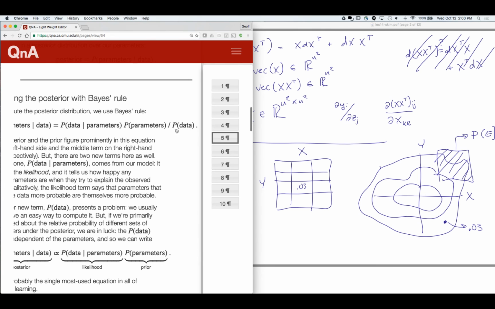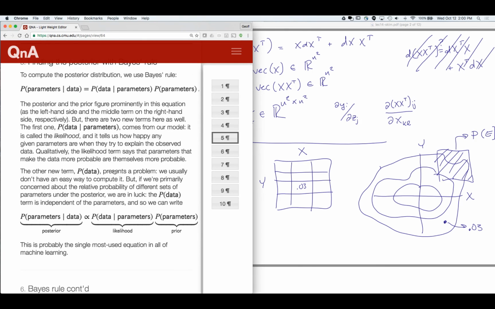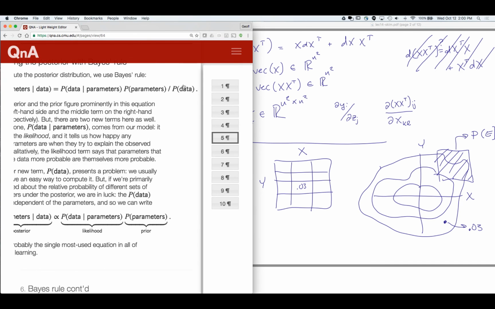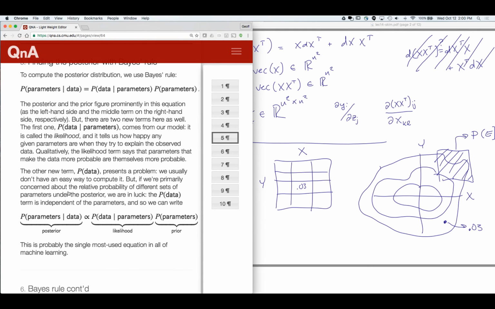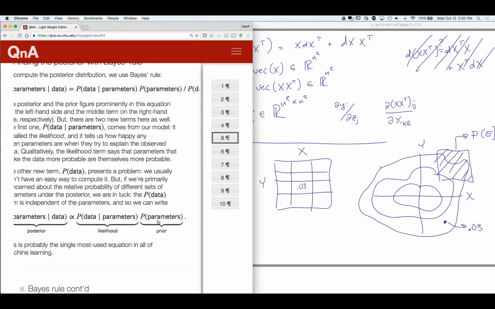Now, this last term, P of data, is a pain. In a lot of situations, we can't calculate it. And so what we're left with, it doesn't depend on the parameters. This is P of data marginalizing out the parameters. And so P of parameters given data is still proportional to P of data given parameters times P of parameters, without the P of data term here.